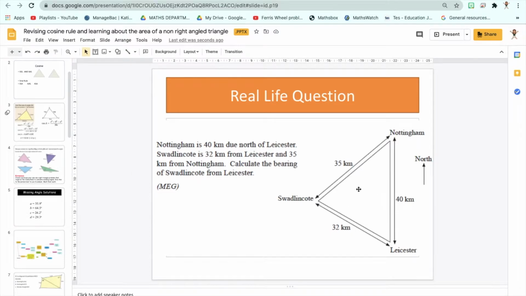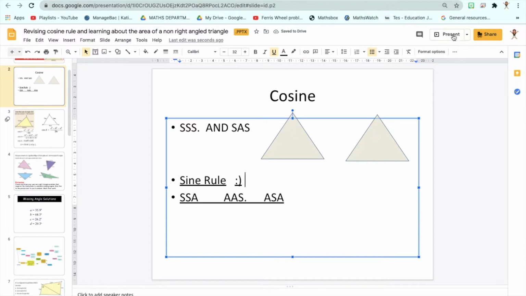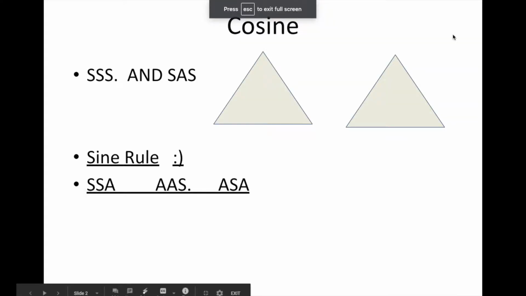By the end of the lesson, I expect you to be able to answer this question. Now let's talk about what I mean by SSS and SAS. And then we'll talk about how we apply the cosine rule in practice.